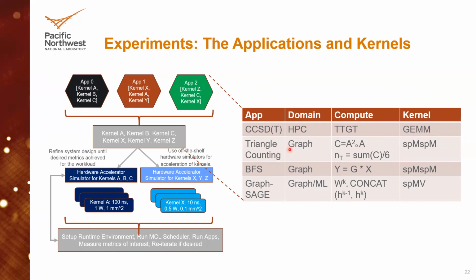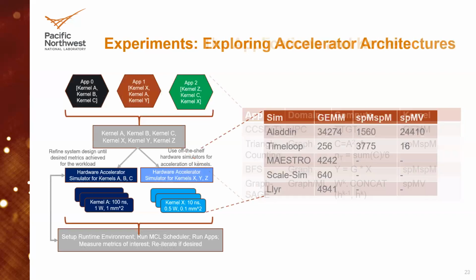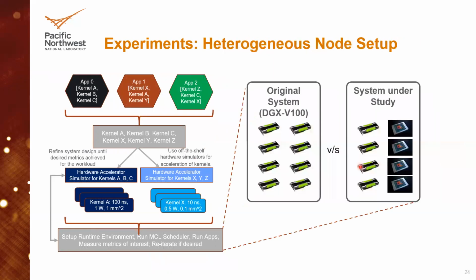Similarly, triangle counting is from the graph domain, and the major kernel here is sparse matrix multiplication. In this work we tried different simulators, and essentially some simulators will work for dense kernels, and some will only work for sparse kernels. Based on running these simulators, we obtain these design points, which we try next in our work.